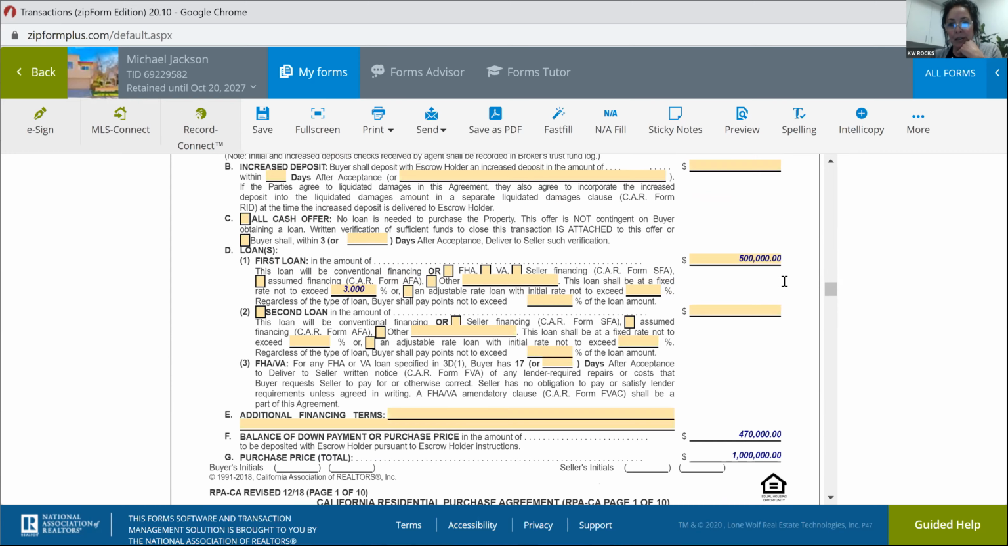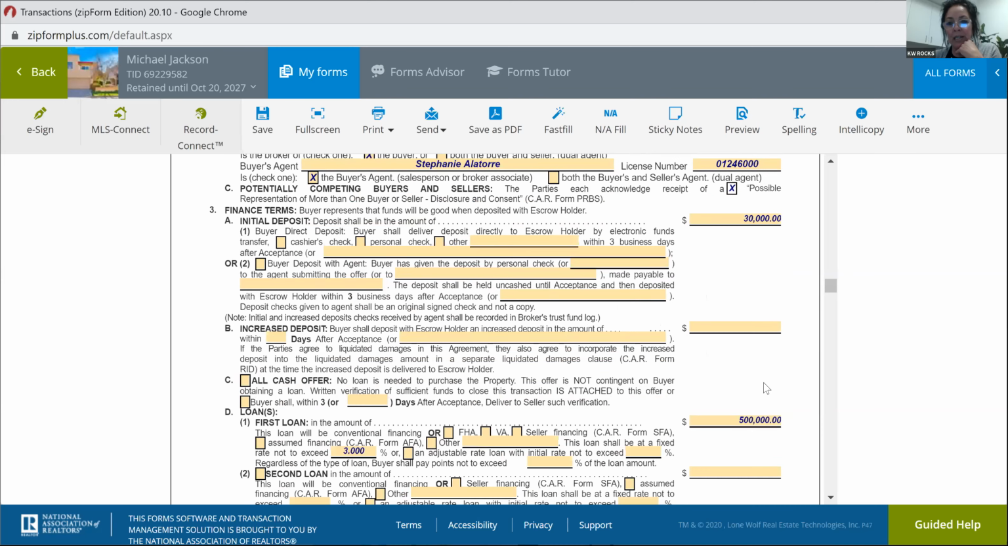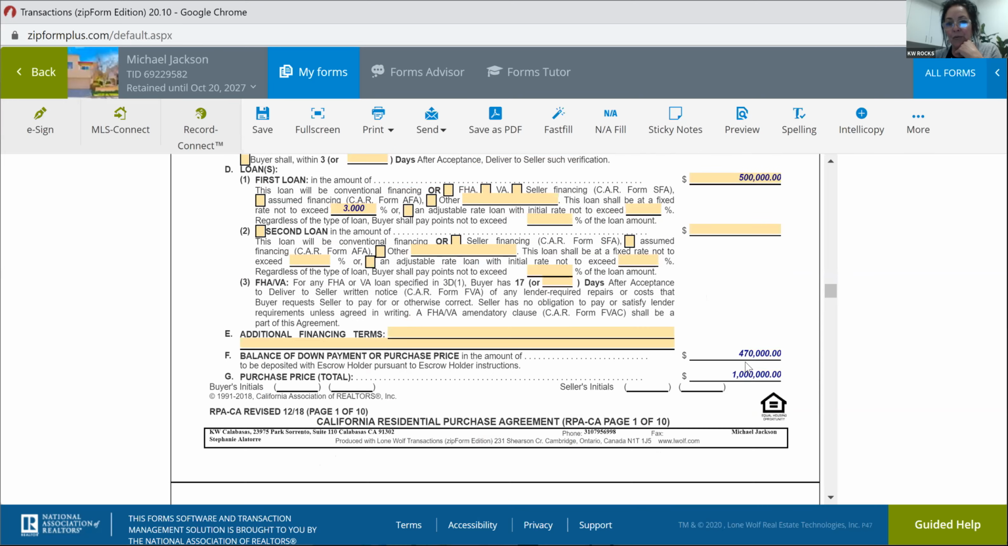So you see that they come in with 30,000 as the initial deposit. They're putting 500. So that means there's only 470 left to make the million. And then, you know, whatever closing costs. Fair enough? I have a question.